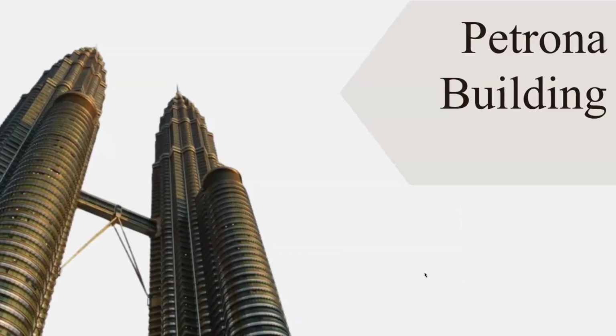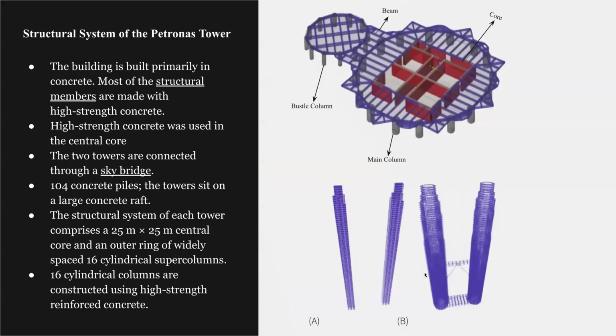Now moving on to the Petronas building. This was the structural system of the Petronas Tower. It was primarily built with concrete, and the concrete was used as the central core. So in this case, we also utilize concrete elements as a material for our ANSYS. And this is some information regarding the Petronas Tower, in which the two towers are connected through the sky bridge.